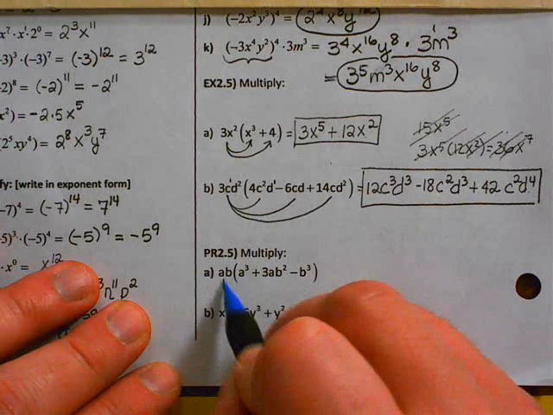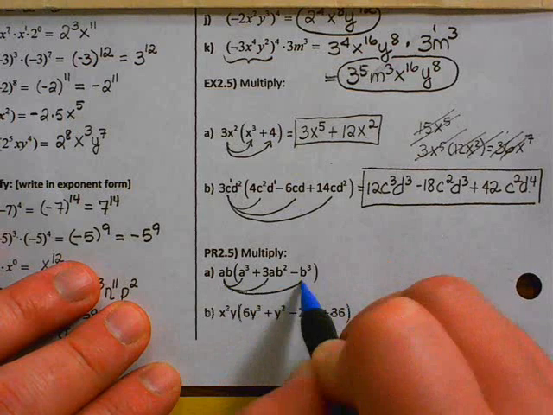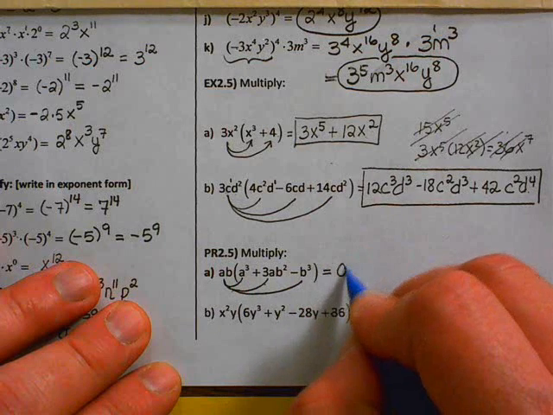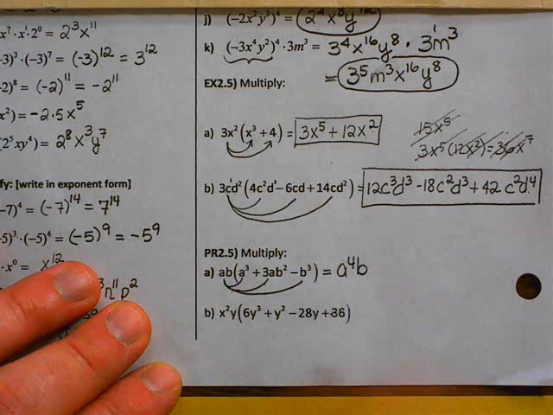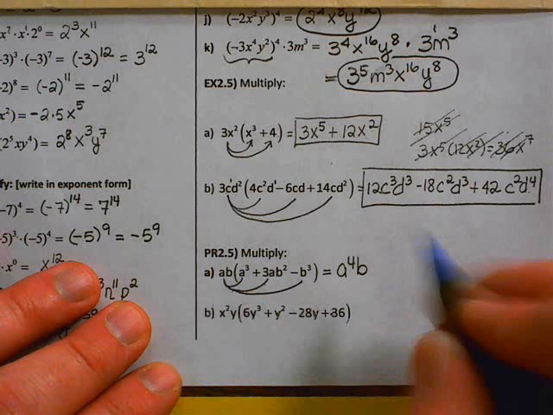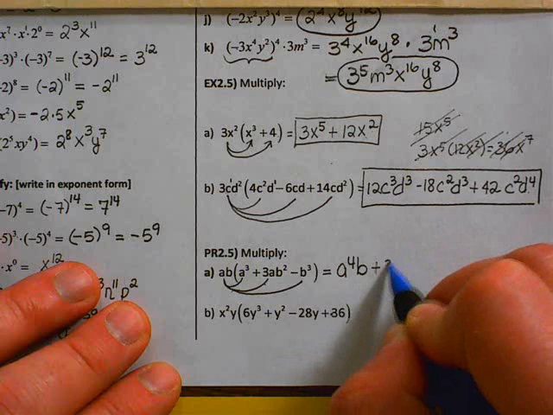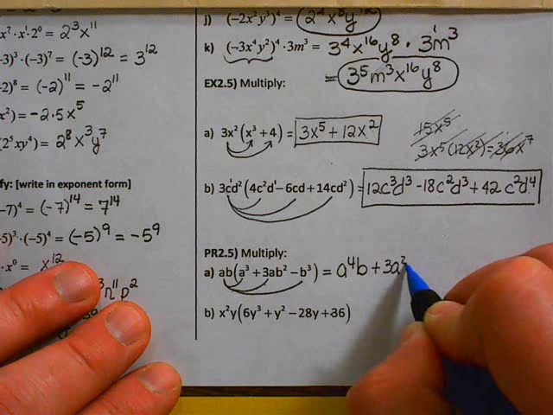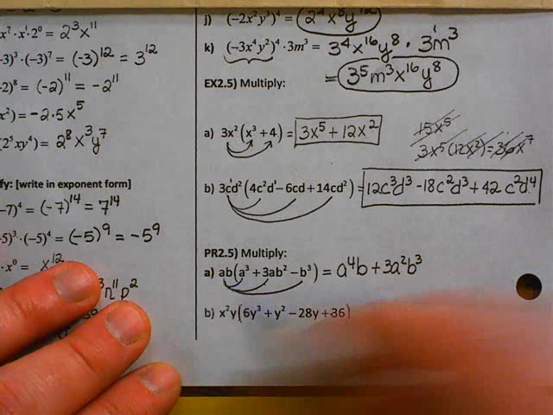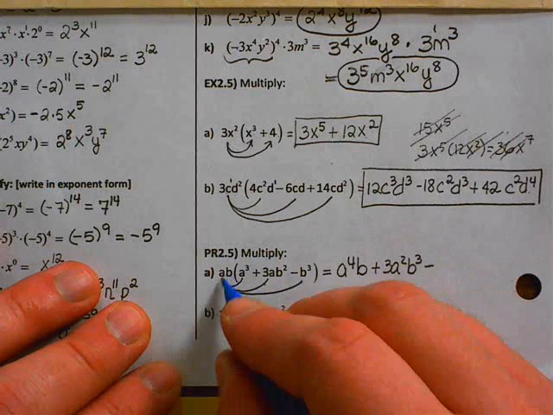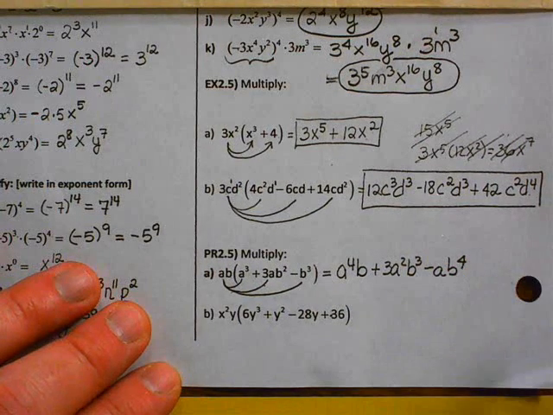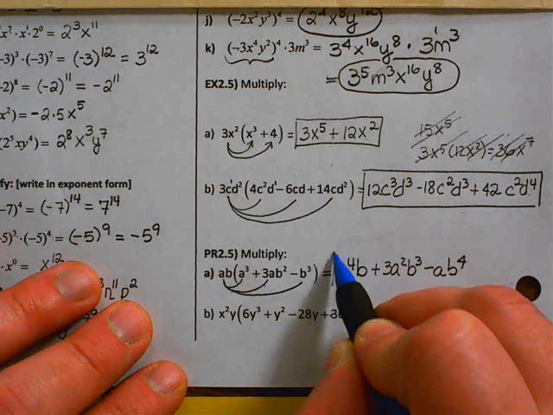Okay, basically I'm going to use the distributive property. And my first term is going to be a times a to the third is a to the fourth, b. Then ab times 3ab squared would be 3a squared b cubed. And the last one would be negative a b to the fourth. And that's my answer.